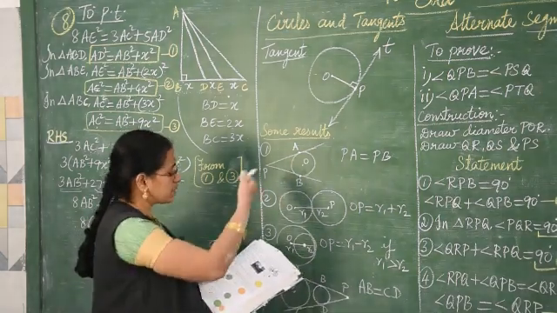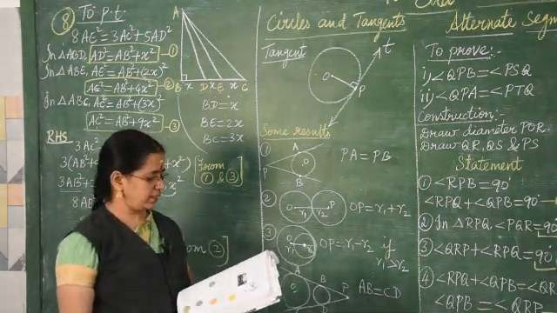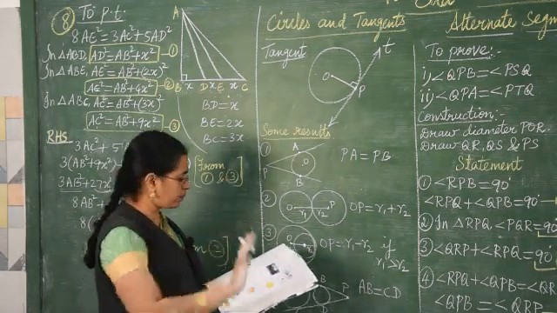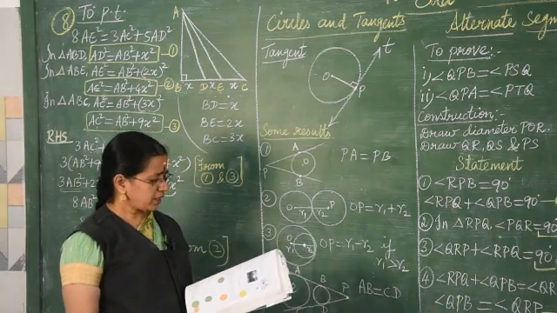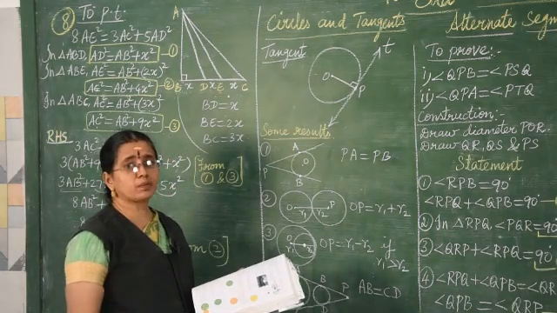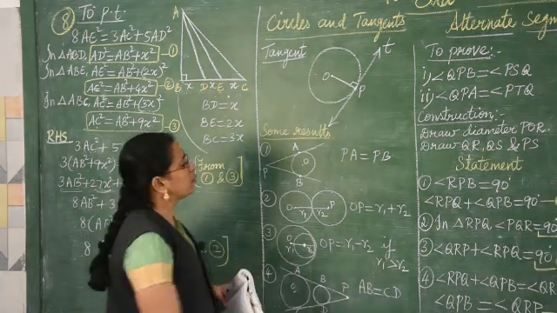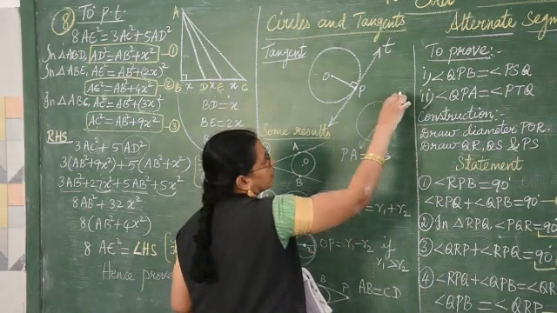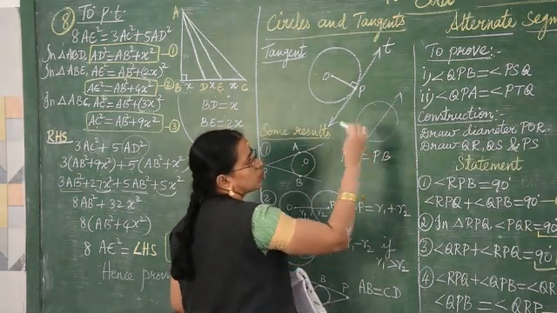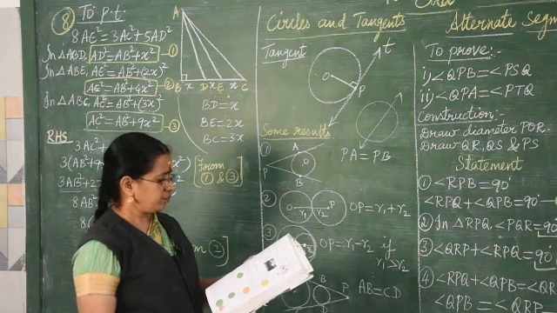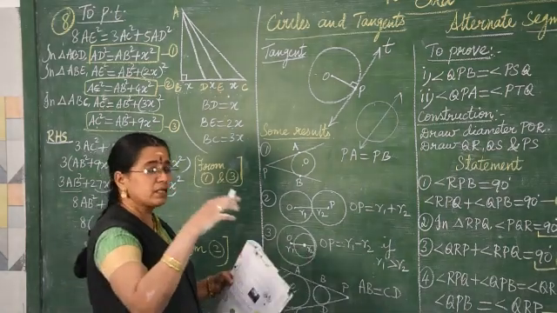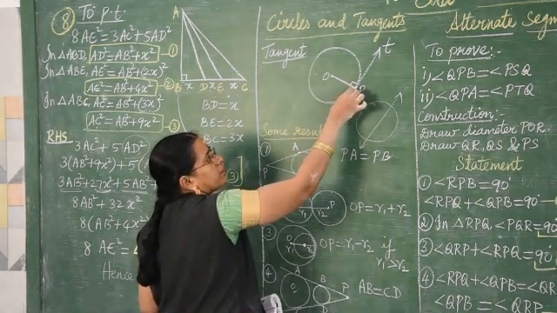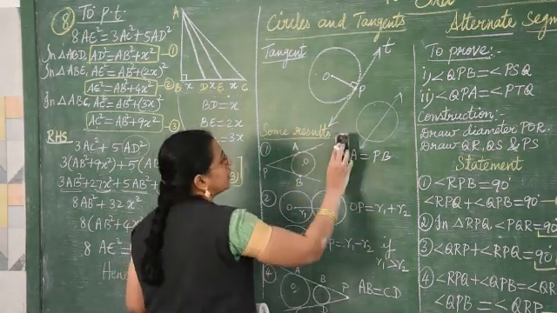Now some results based on circles and tangents. A tangent at any point on the circle and the radius are perpendicular, we have seen. No tangent can be drawn from an interior point of the circle. Suppose a circle is there, and a line drawn like this is not a tangent. The point should be outside, and the line should touch the circle. Then only it is a tangent.